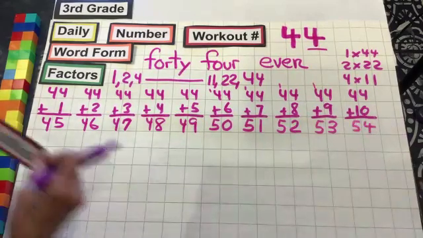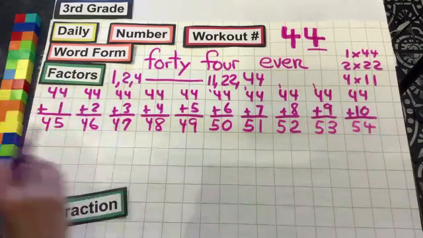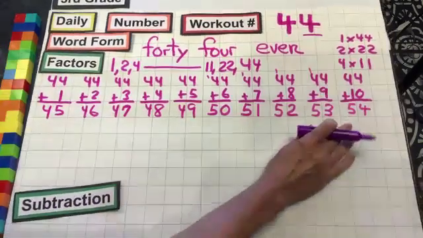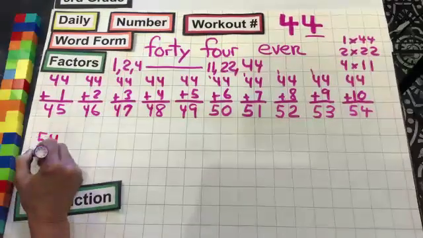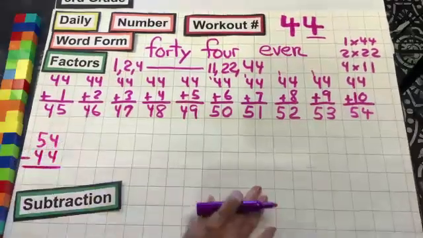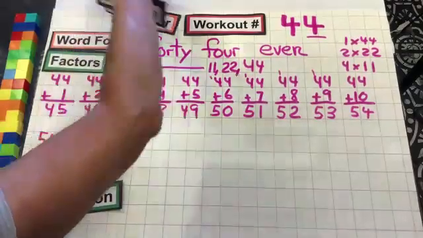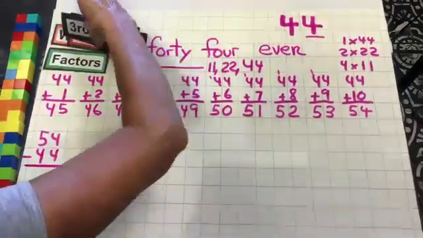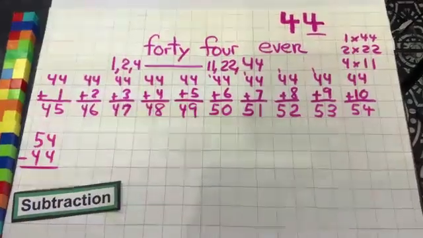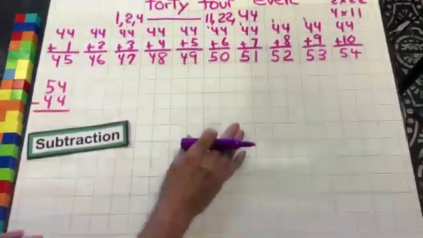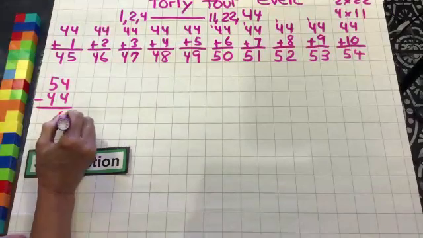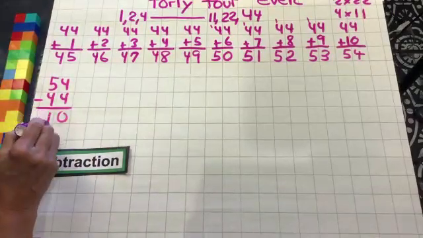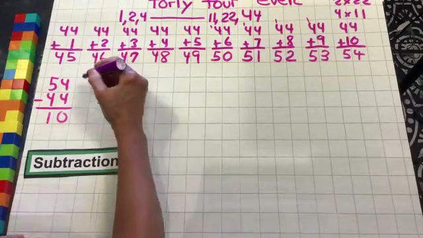All right, let's go on to subtraction. We're going to start with our 54 here. So I'm going to put it right here, 54 minus 44. All right, let me get these collected up before I lose them off my table, as usual. I'll move this up so you get a better view. So 4 minus 4 is 0. 5 minus 4 is 1. So 54 minus 44 is 10.